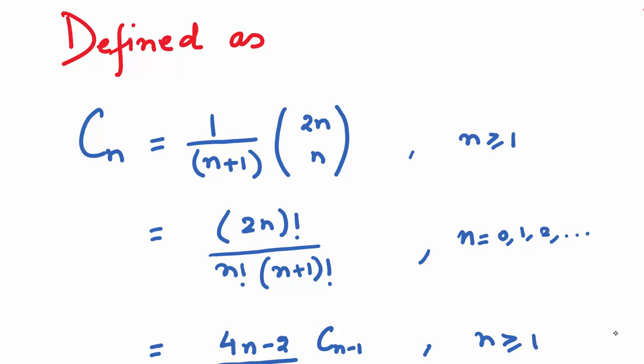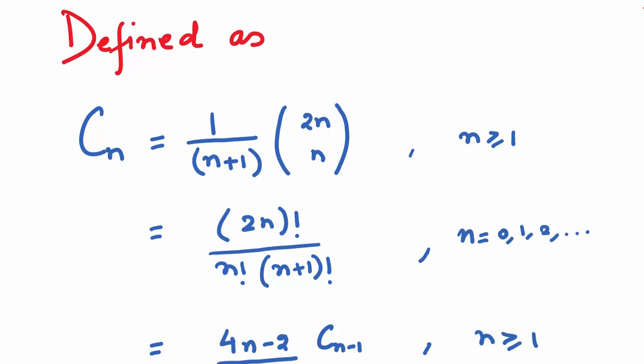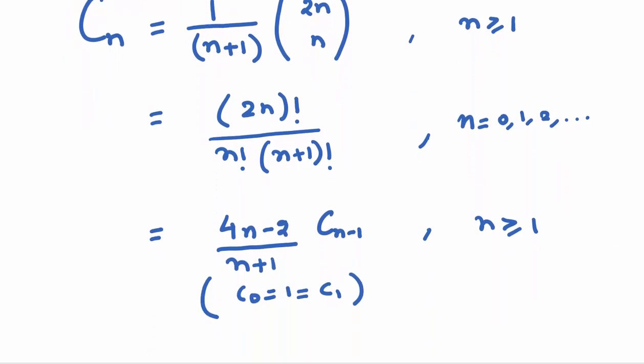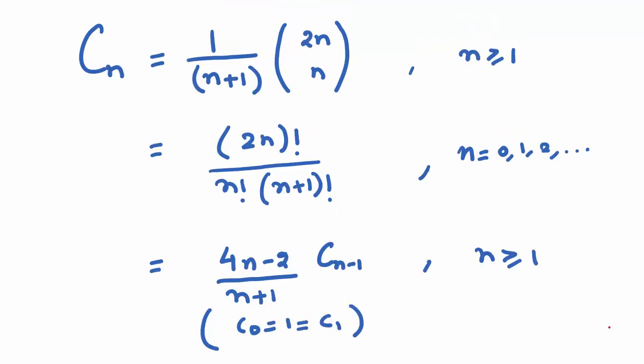They are defined as 1 upon n plus 1 into the binomial coefficient 2n n for all values of n greater than or equal to 1. But when we take all values of n starting from 0, 1, 2, and so on, then we define it as 2n factorial upon n factorial into n plus 1 factorial. We can also define it as 4n minus 2 upon n plus 1 into C of n minus 1 for all values of n greater than or equal to 1, and in this case both C0 and C1 are 1.